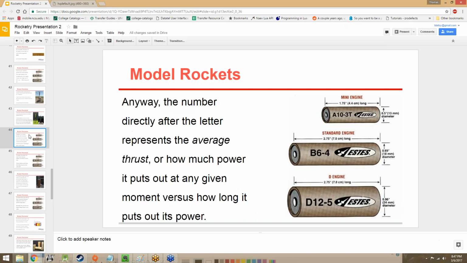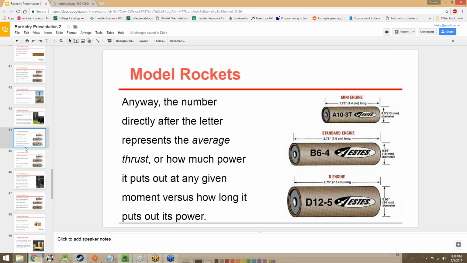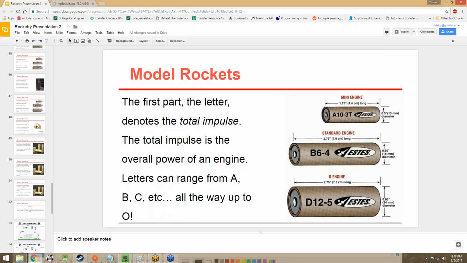So when we're talking about total impulse, total amount of thrust that's exerted on something, total amount of force that's exerted on something over its entire lifetime. Average thrust, or average impulse, is how much force it's exerting at any given moment of time, without taking into account how long it lasts necessarily. I mean, the two are related, because average impulse is total impulse just divided by time, in essence.